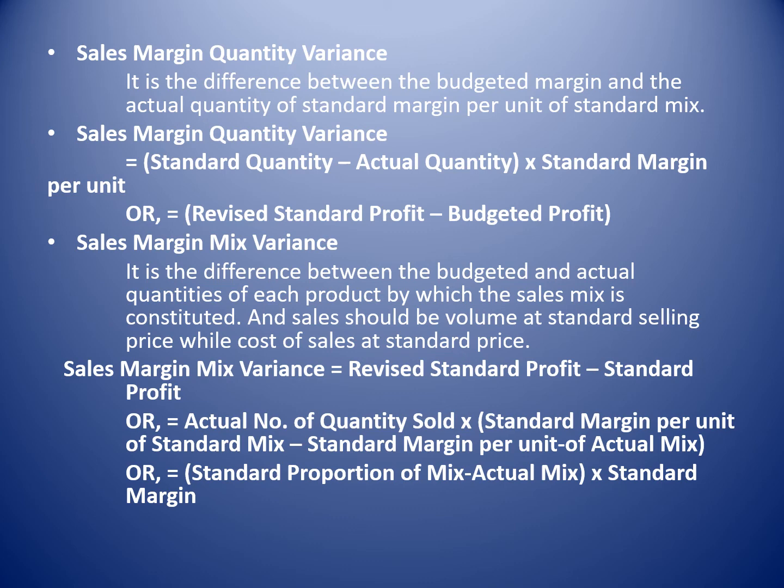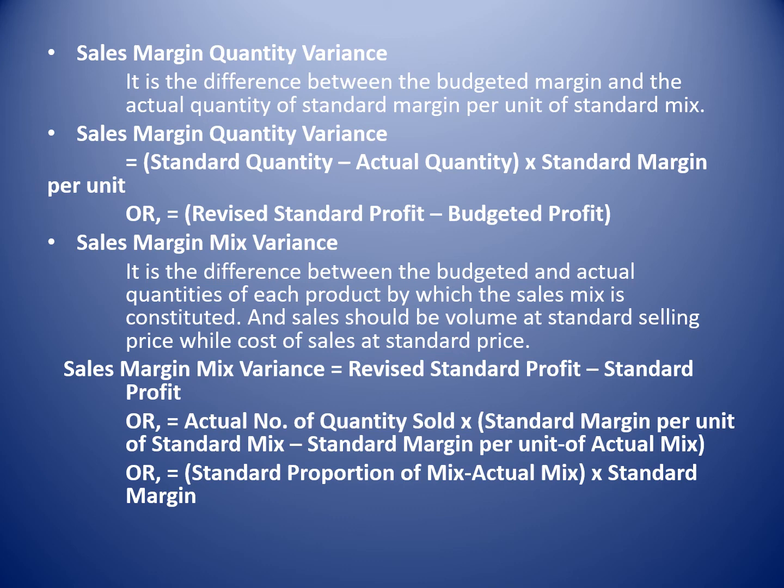So sales margin quantity variance equals standard quantity minus actual quantity into standard margin per unit, or it also can be calculated using this formula: the difference between revised standard profit and the budgeted profit into sales margin mix variance. It is the difference between the budgeted and actual quantities of each product by which the sales mix is constituted, and sales should be volume at standard selling price while cost of sales at standard price.